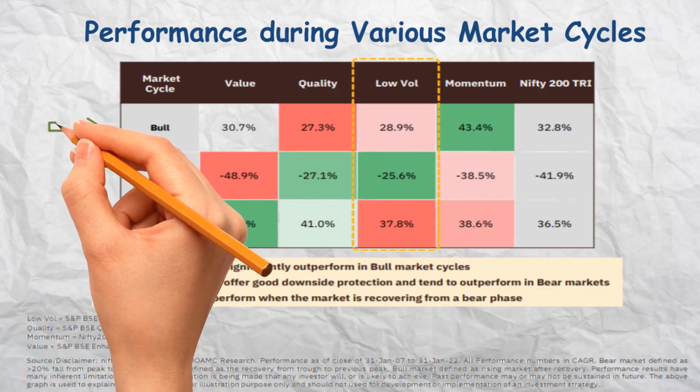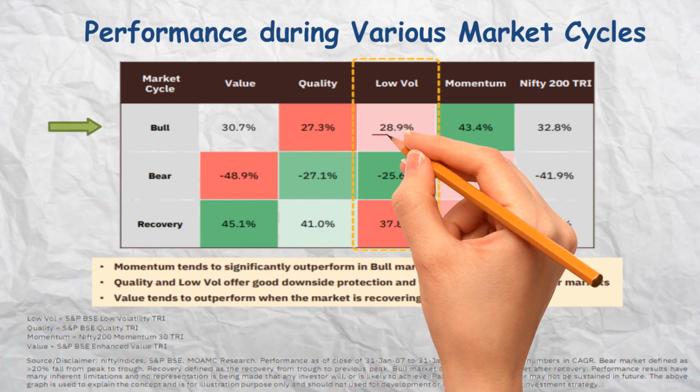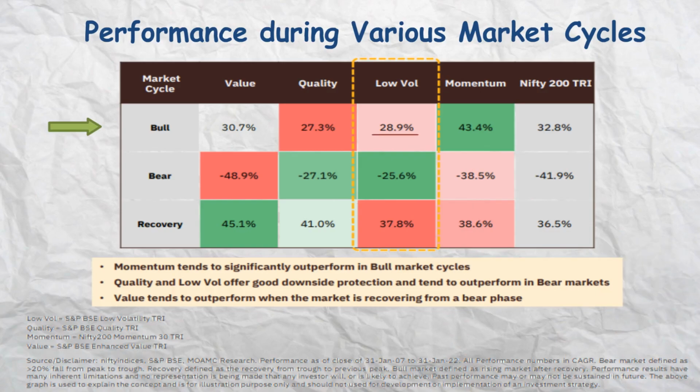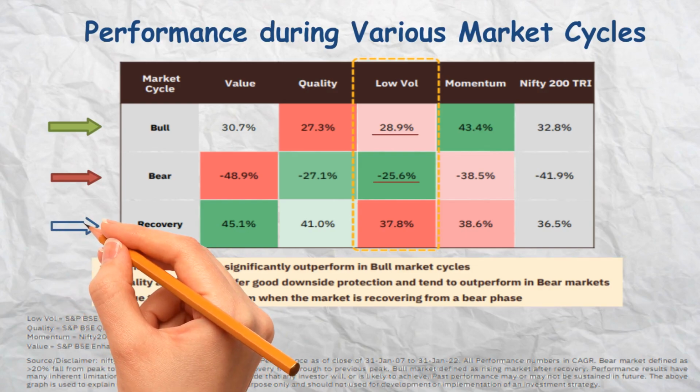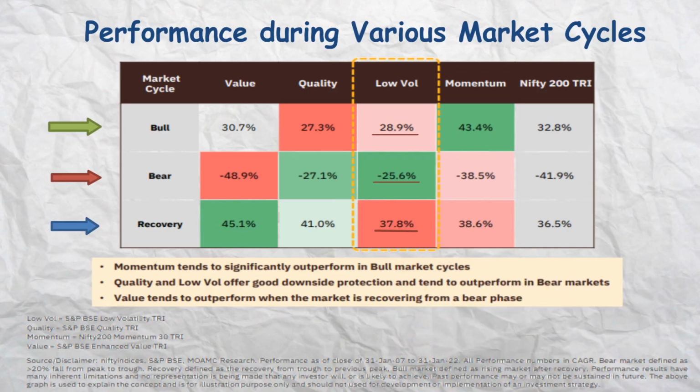In a bull market phase, the low volatility index has given decent returns of 28.9%. But we all know that during a bull market phase, high growth momentum stocks will be highly benefited, and this can be seen in the chart. In a bear market phase, low volatility has given a minimum downside of negative 25.6%, and during the recovery phase, it has delivered a return of 37.8%. So overall, we can say that the low volatility index has delivered a good risk-adjusted return.